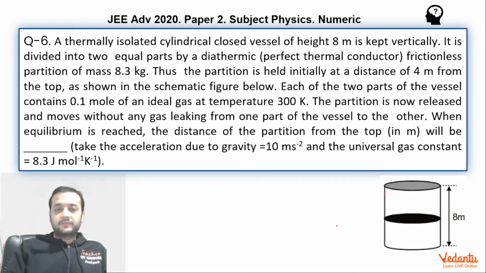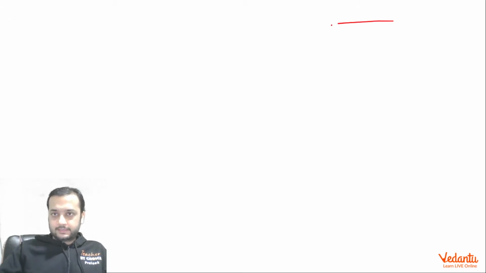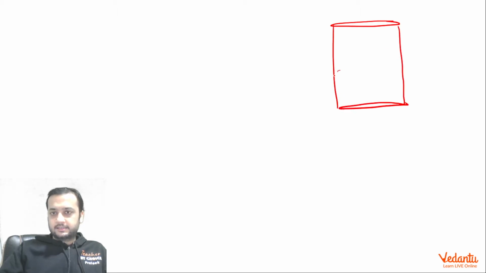So if we ignore the work done by gravity, then let us see how we solve this question. Eventually, let us say this is the top, this is the bottom, and this is the final situation, where the piston has acquired equilibrium, and this is the scenario.